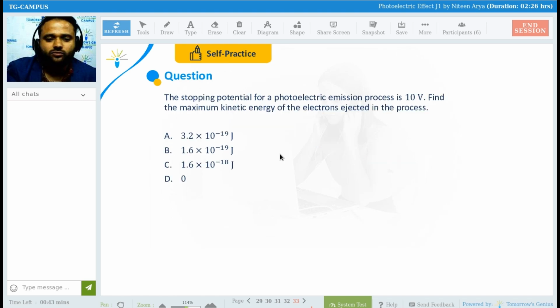Clear? That is the next question. The stopping potential for a photoelectric emission process is 10 volt. Find the maximum kinetic energy of the electrons ejected in this process. Go for it. Very easy again.